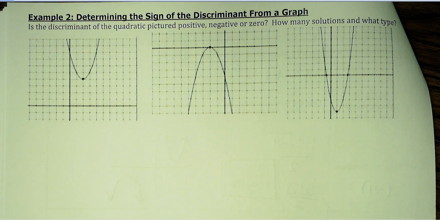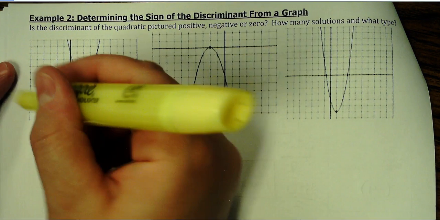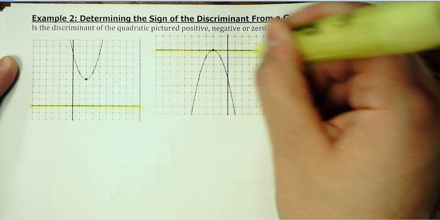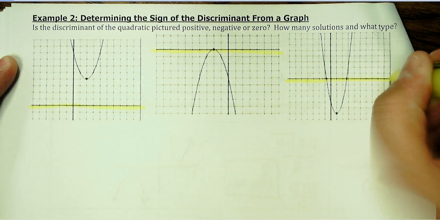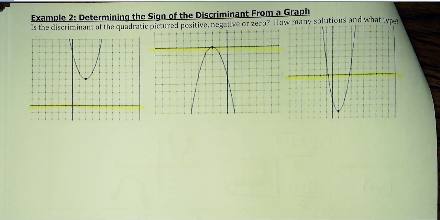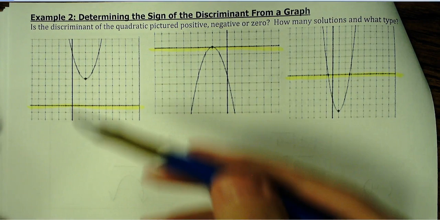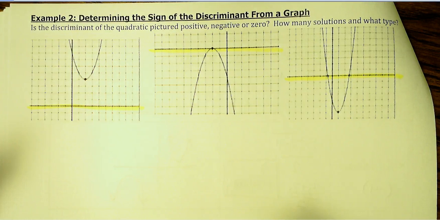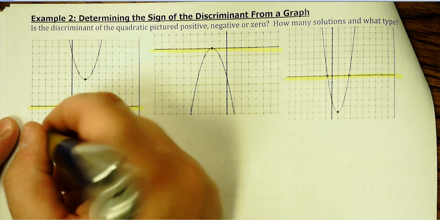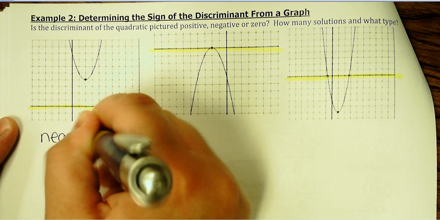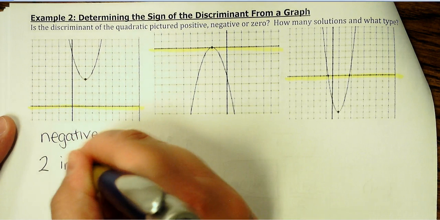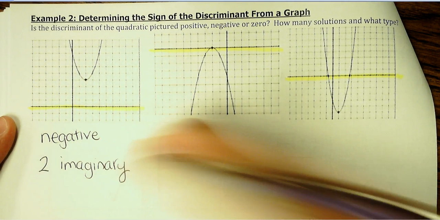Alright, example 2 here is just a different way to ask the question, a little bit more visual, going with the graph part of the table I gave you. I'm going to highlight the x-axis on each graph. Wherever I cross the x-axis with my parabola represents a real solution. In this first graph, since I don't touch the x-axis, this has no real solutions. If your graph does not touch the x-axis, that means the discriminant had to be a negative number. And if it's negative, you have 2 imaginary solutions.